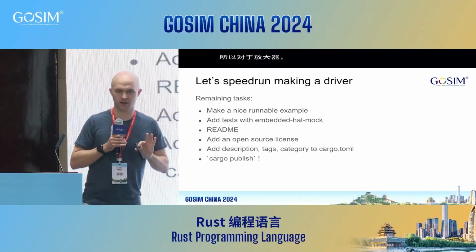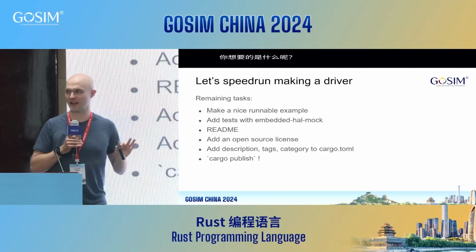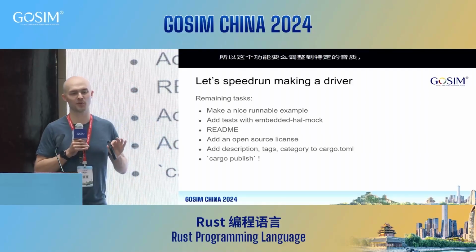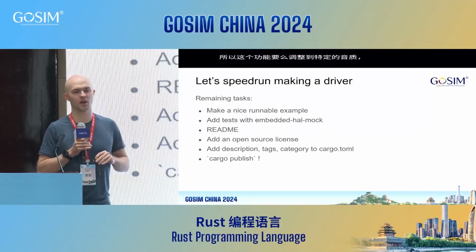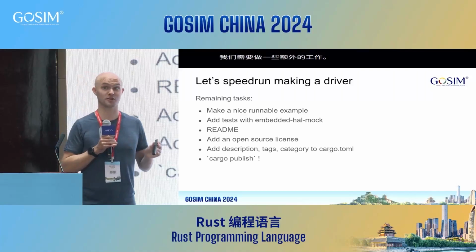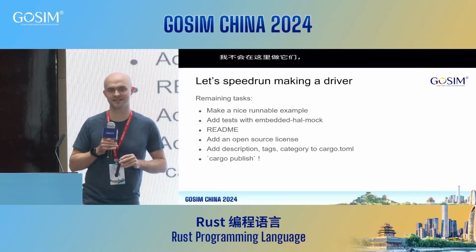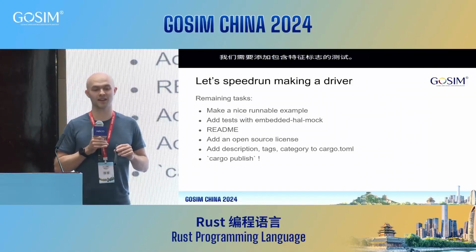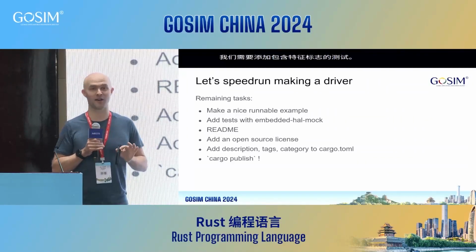Okay, so in order to make it open source, we need to do a few extra things. I'll not do them in this presentation. We need to make a nice runnable example. We need to add tests with embedded HAL mock. We need to add a README. We need to add an open source license, of course. We need to add description tags and category for cargo. And we need to run cargo publish. And then we'll have a nice open source driver.